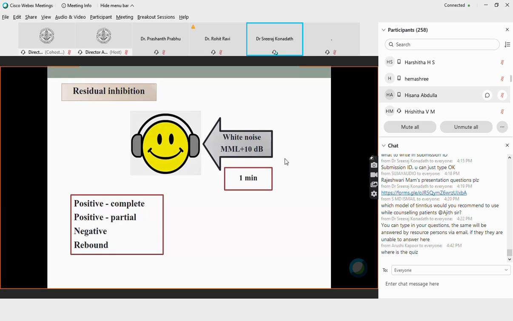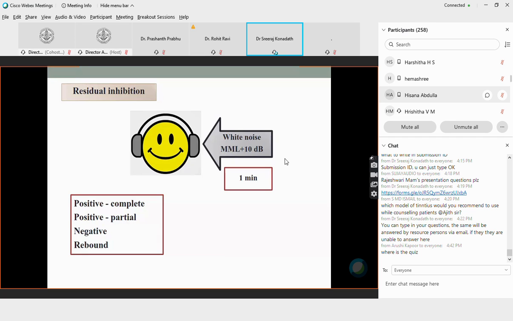Here the procedure is that in the ear where the tinnitus is present, you give white noise at minimum masking level plus 10 dB. If you skip the minimum masking level, it is also fine, but give it 10 dB above the threshold at that particular frequency. You give the white noise for a duration of 1 minute, so you have to time it.